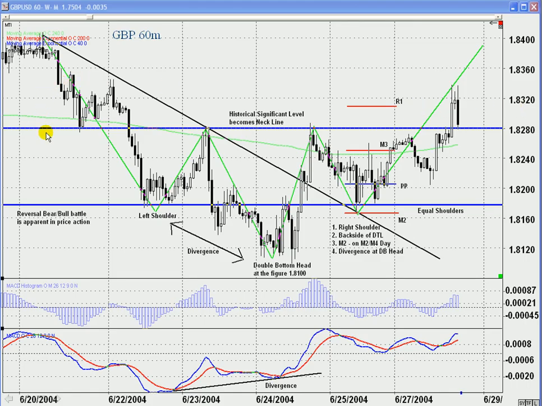Here's an example of a Head and Shoulders bottom on a 60-minute chart, and what I really like about this is a 60-minute chart, and if we had compressed it to a 2-hour chart or a 4-hour chart, we'd still be able to see this quite clearly. But the 60-minute chart lays this out very, very nicely. Let's just walk through price action on this chart. It's a British pound, and we also have included the MACD on this chart.